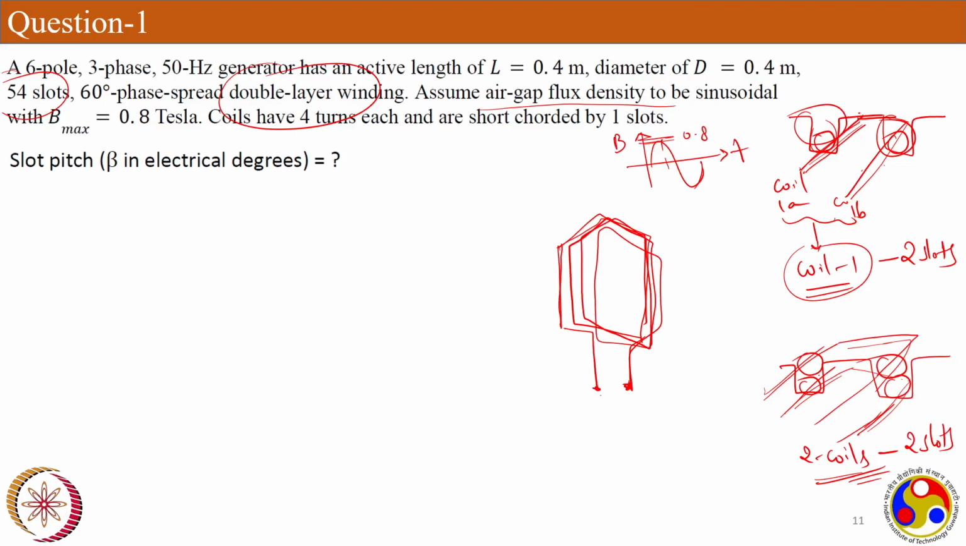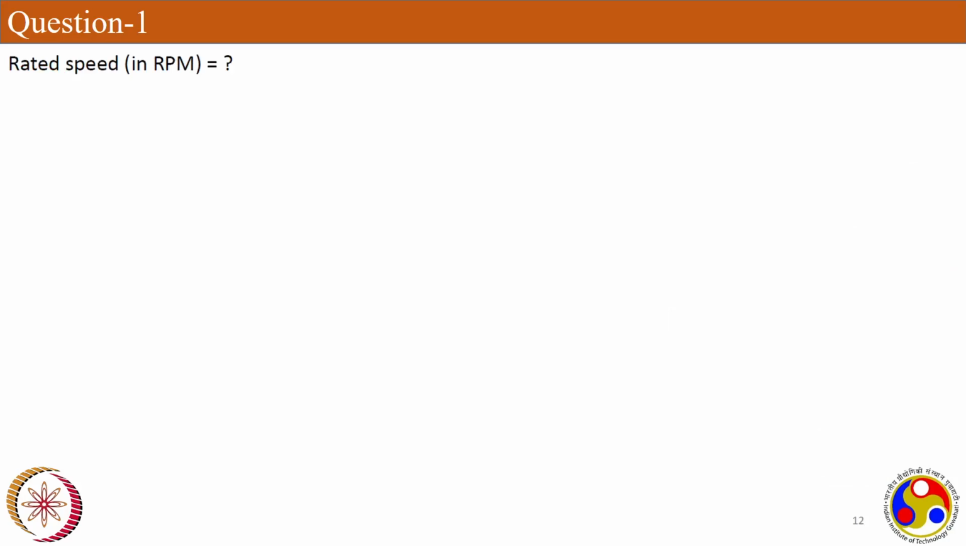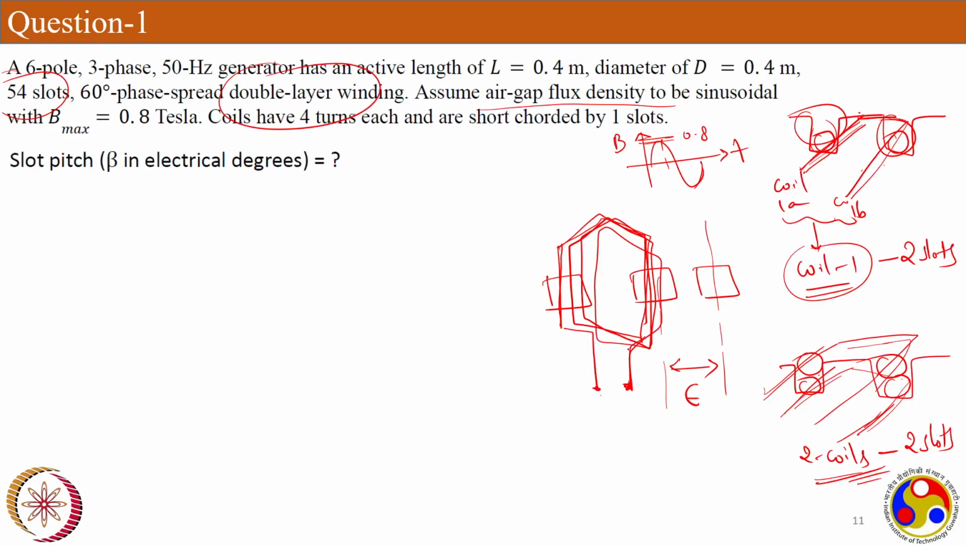And also we are given that it is short chorded by one slot. Short chorded, another word for it is short pitched. If it is short by one slot, this is one slot epsilon. So this is also information they have given. I think we have all the information we need, and now we can easily calculate whatever they are asking.